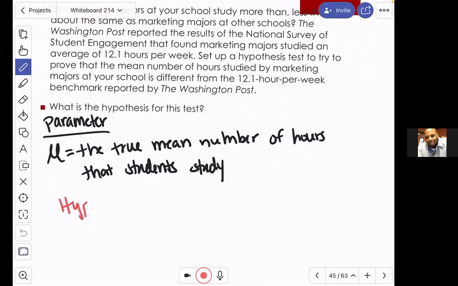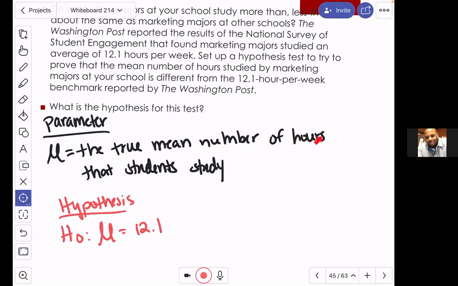My hypothesis works like this then. The claim is, how often do they study? 12.1 hours. So what I'm going to claim here, my initial, or the null claim, is that H0 is that mu is equal to 12.1. And if we read this based off what we wrote, we already wrote that mu stood for the true mean number of hours that students study. So this is basically the true mean number of hours that students study is equal to 12.1 hours. Now, okay with that?